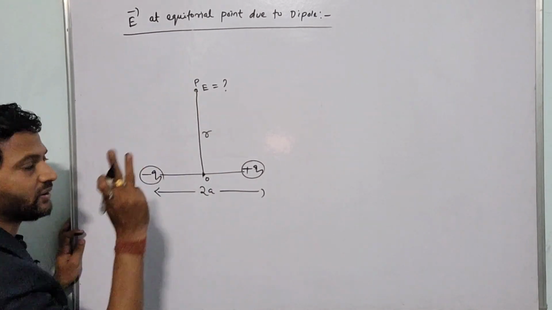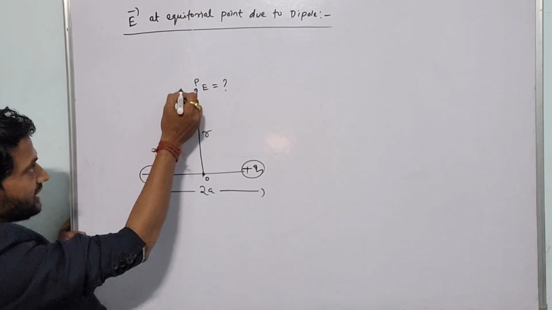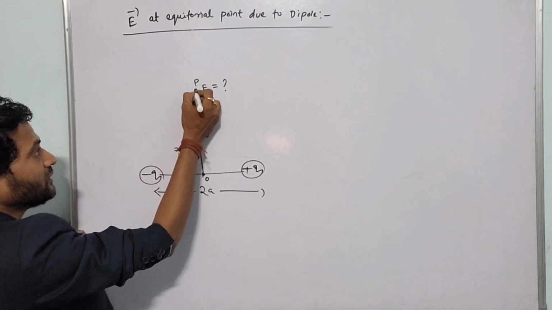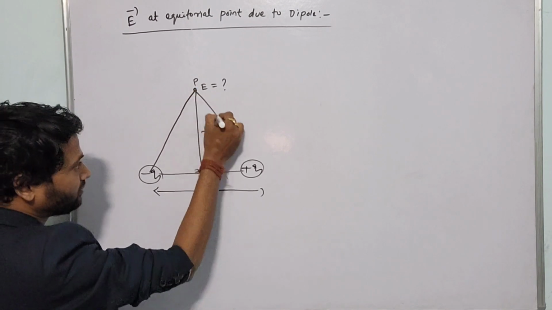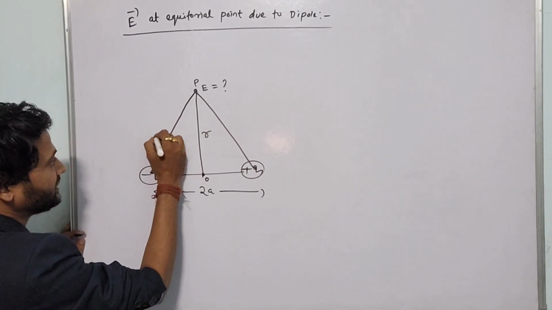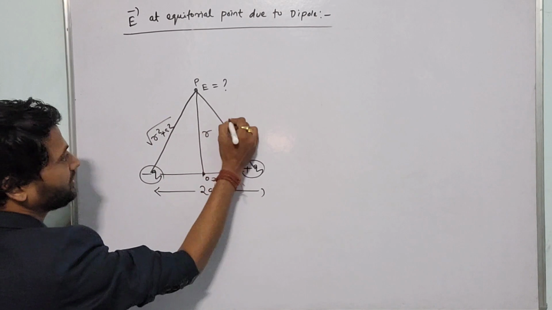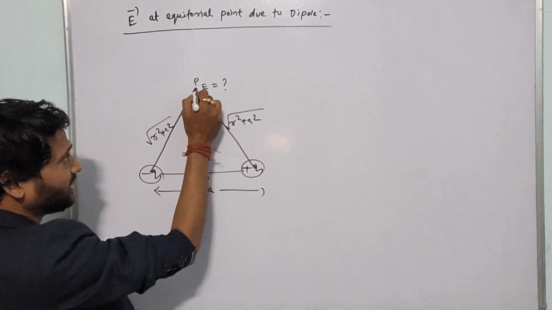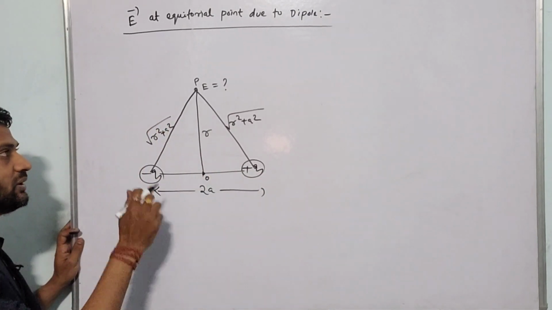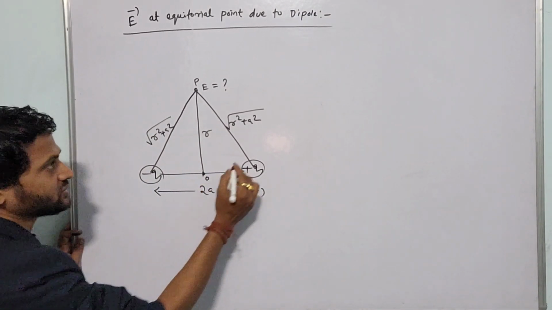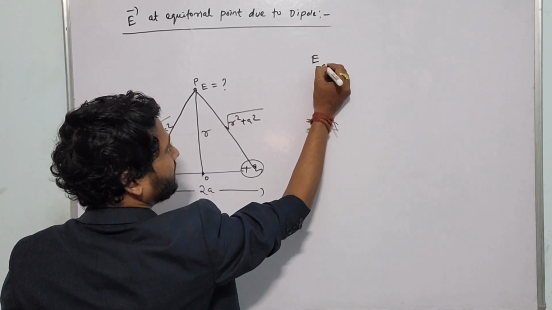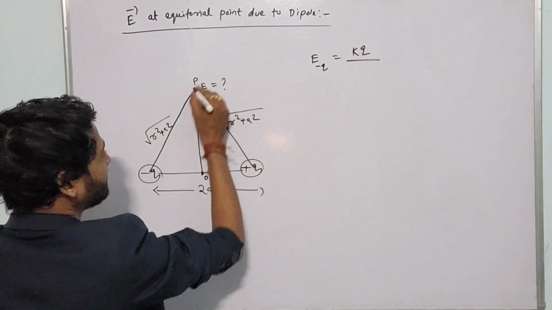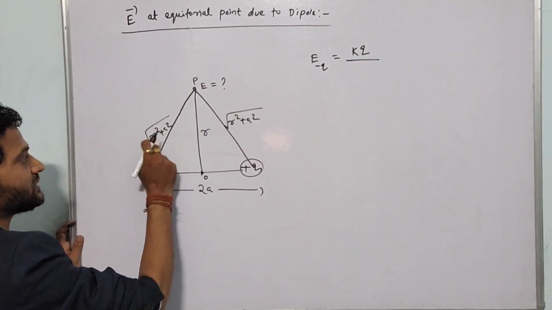Since we have two charges, we will find two electric fields. One is electric field due to minus q, other is due to plus q. So let us join this point. The distance will be under root of r square plus s square. Here also the distance will be under root of r square plus s square. So we will be getting two electric fields with same magnitude but different direction. First we will find out electric field at this point due to minus q charge. It is kq upon distance square. Distance is under root of r square plus s square.